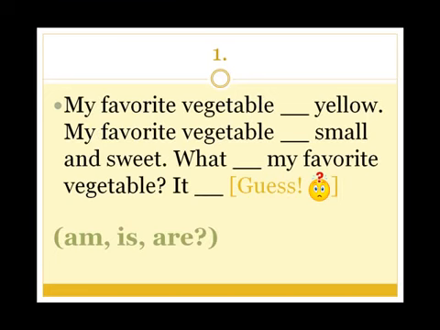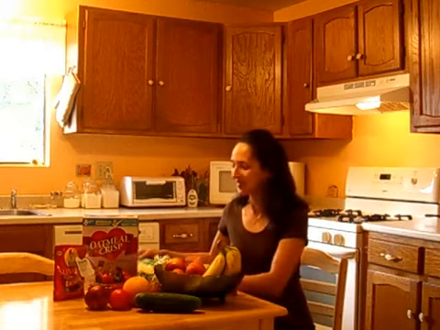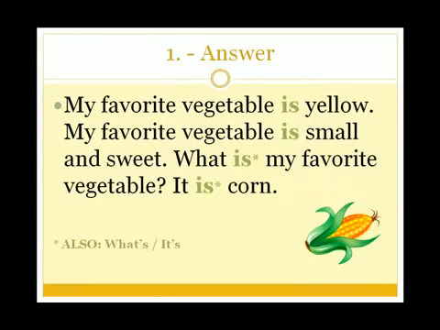Number 1. Use forms of be to complete this statement. If you need more time, use the pause button. Now listen to the answer. My favorite vegetable is yellow. My favorite vegetable is small and sweet. What is my favorite vegetable? It's corn.